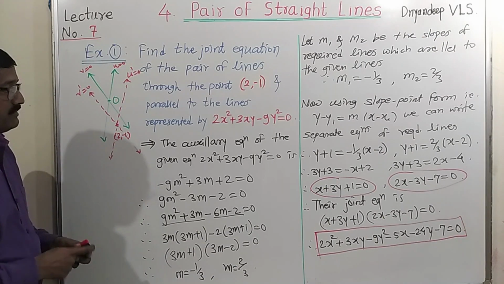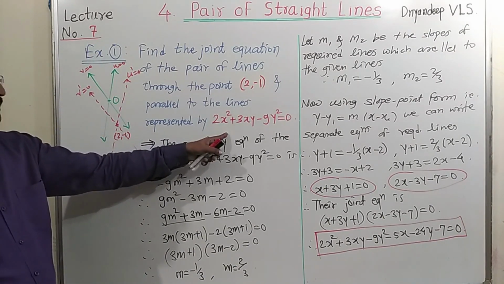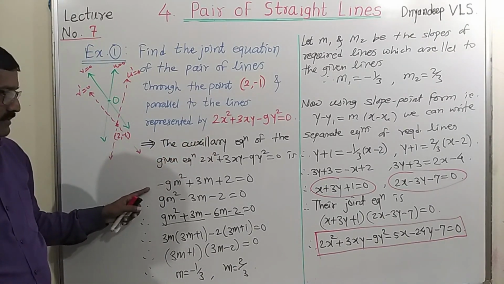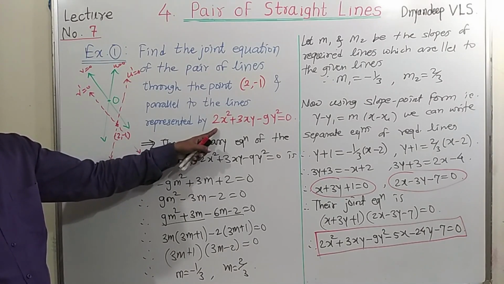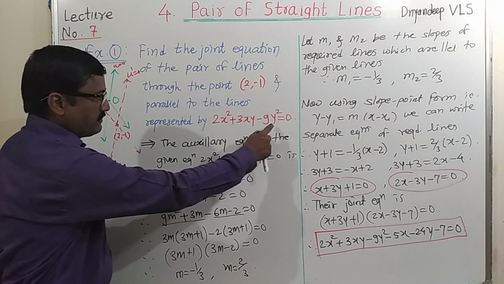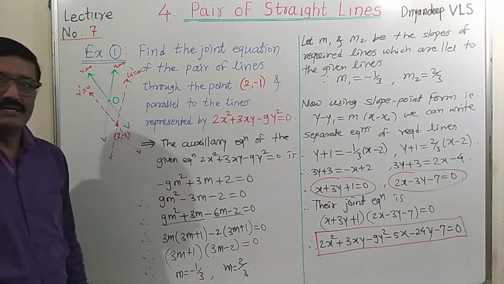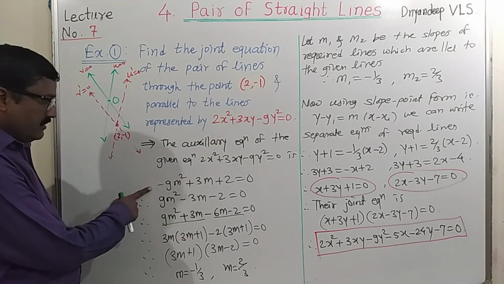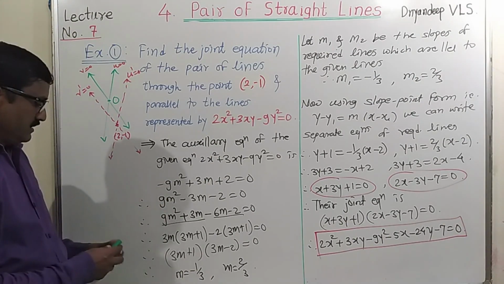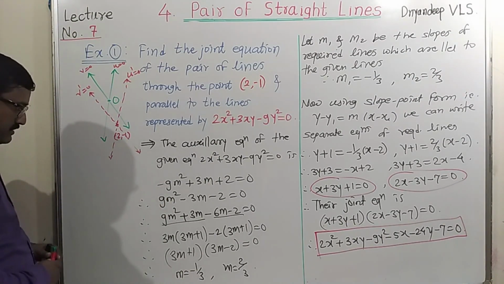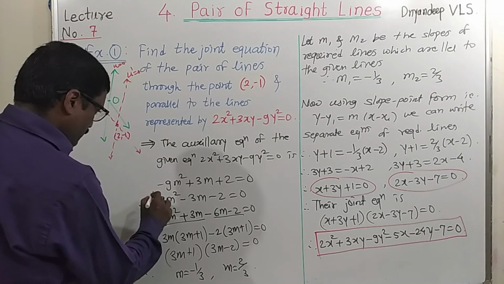So first, from the given equation we will find the auxiliary equation of this pair of lines. How is that? By putting m instead of y/x and eliminating x, you will get the auxiliary equation. Now changing sign, this will be our auxiliary equation of the given lines.